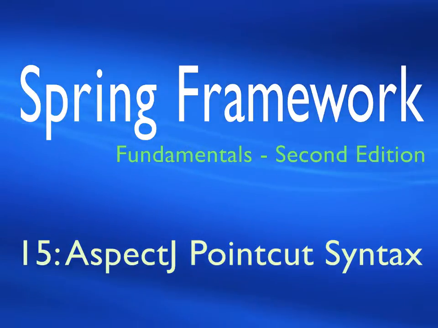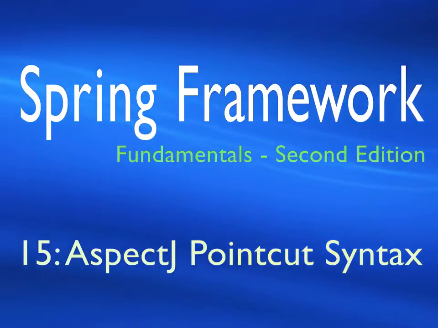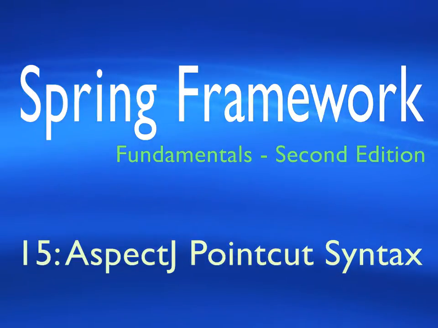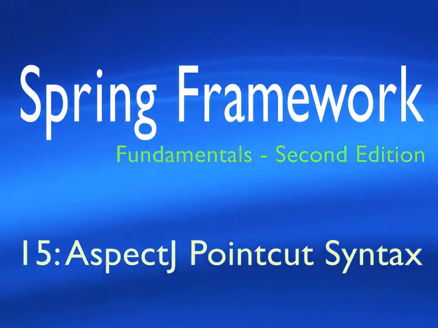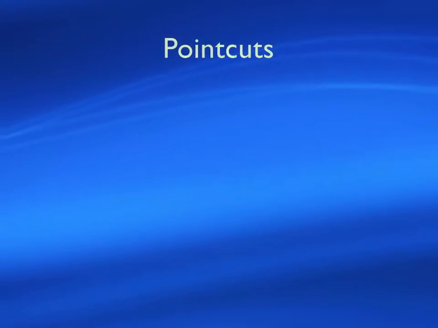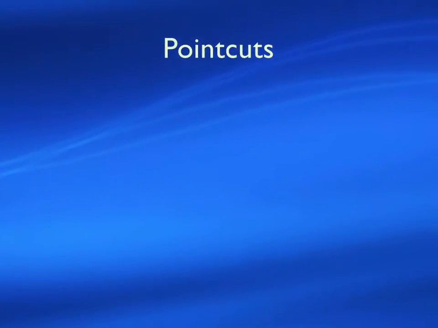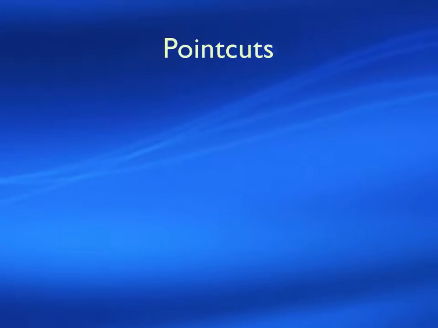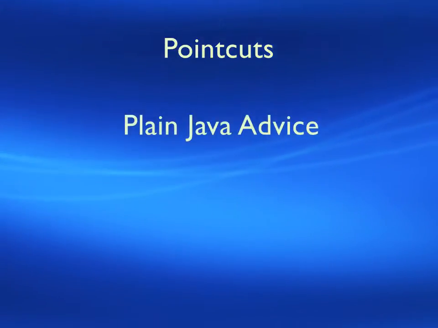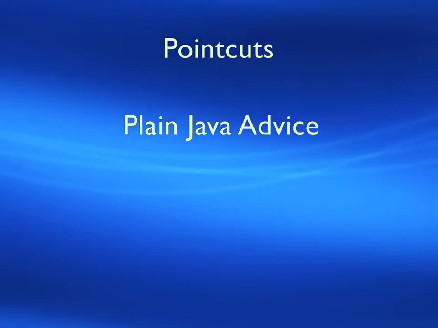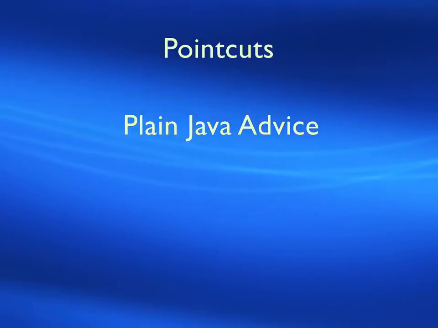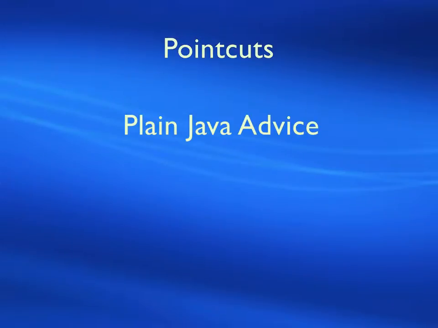This is chapter 15, where we'll use a much better technique for configuring your AOP, the AspectJ Pointcut syntax. I'll need to tell you what a pointcut is first, and then we'll see that using this new technique, our advice class can be a plain Java class, rather than needing to implement a special interface. That's not a great big deal, but it is a bit more elegant.